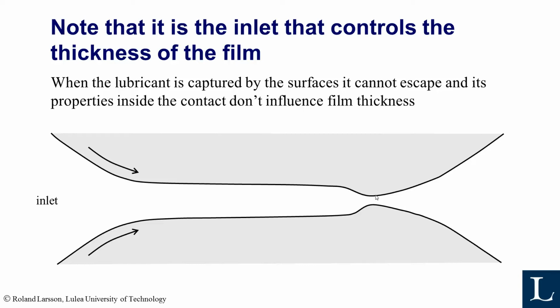A funny thing with EHL is that it's actually the inlet that controls the thickness of the film. The lubricant entrapped here in the inlet is drawn into the inlet and brought into the contact, and what is happening here doesn't really matter much for the film thickness, because what is taken in here must also pass through the contact. So the film thickness is controlled by what is happening here.